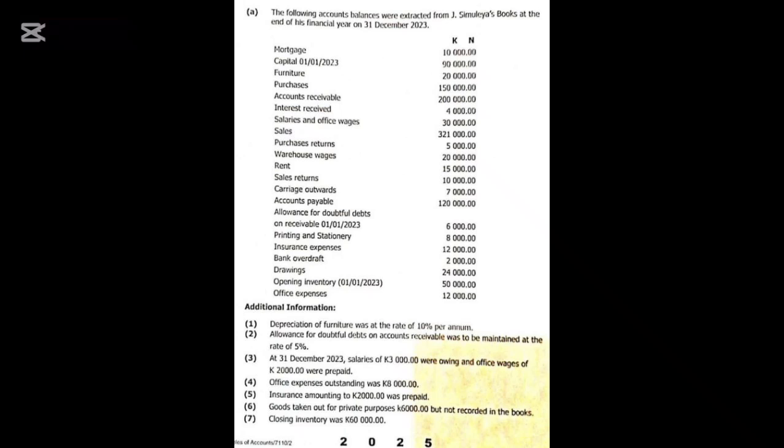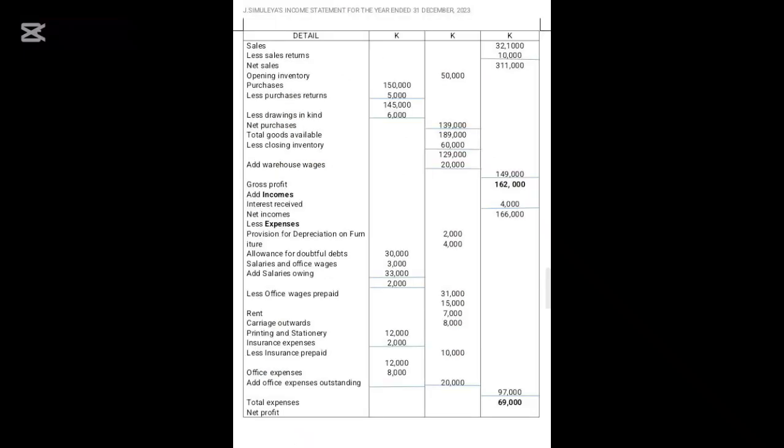So the office expenses outstanding was 8,000, so we add 8,000 to 12,000 to give us 20,000. We need to find the actual expense in this current accounting period, so we add the owing, the outstanding, to give us 20,000. Upon doing that, we add all the expenses, and after adding, it should give us 97,000. Then 97,000, that is our total expenses, so we deduct from our net income to give us 69,000 as our net profit.